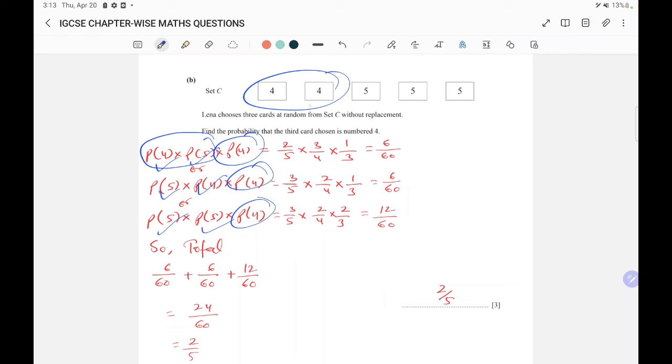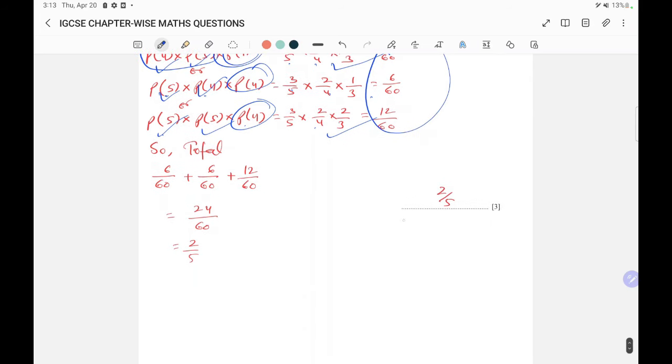So 4, 5, so 2 by 5, then 3 by 4, and 4 already you have taken, so 1 by 3. Now P of 5, so 3 by 5, now P of 4, 2 by 4, then 1 by 3. P of 5, then 3 by 5, then 2 by 4, and P of 4 is again 2 by 3. So just add up these, you will get 2 by 5.